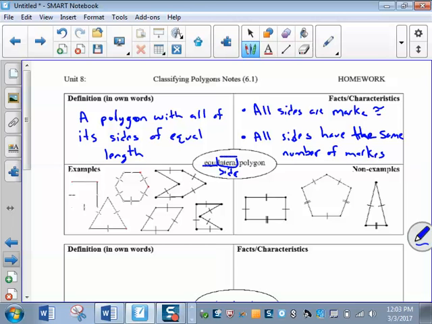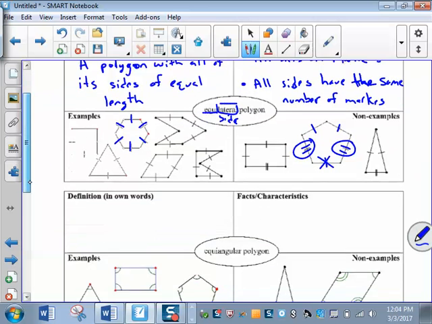For example, this pentagon, these all have 3 marks, and this one has 2. So because these are not the same as these, it is not equilateral. Just because they all have a mark on them does not mean that they're all the same. All the marks have to be the same length. So you see in this hexagon, all of the sides are marked, and they're all marked the same way. That makes it equilateral.